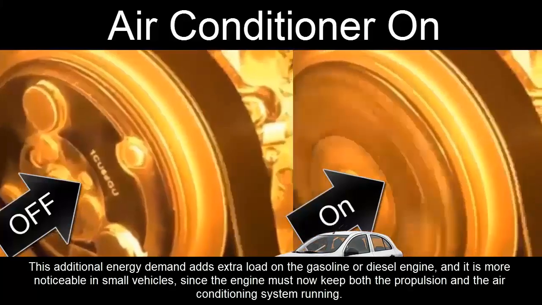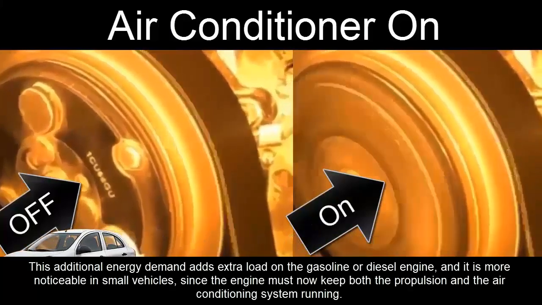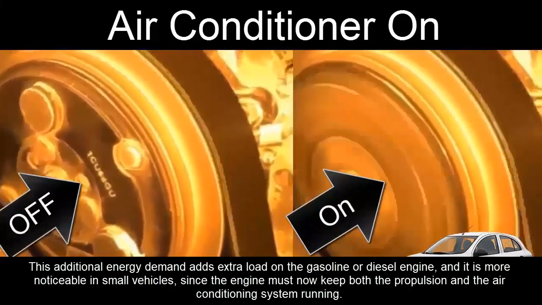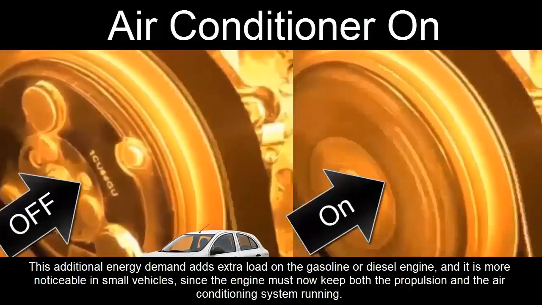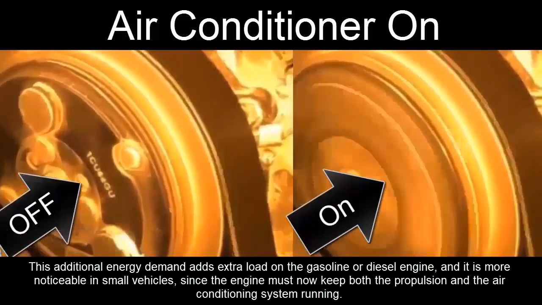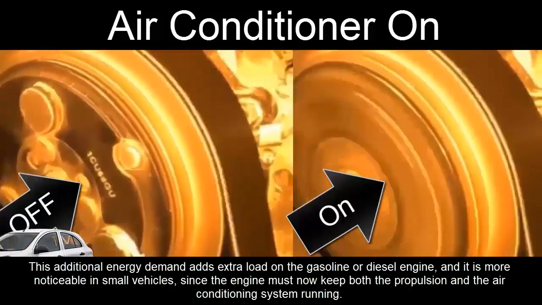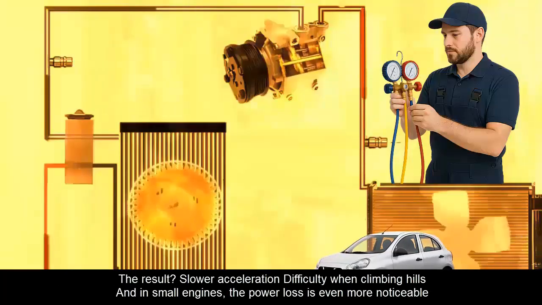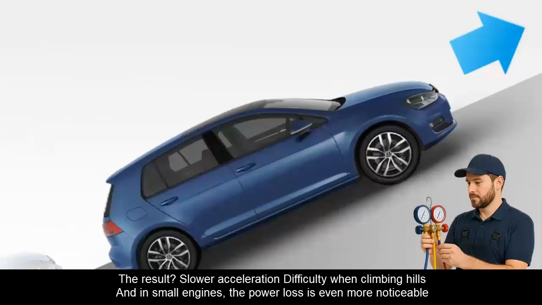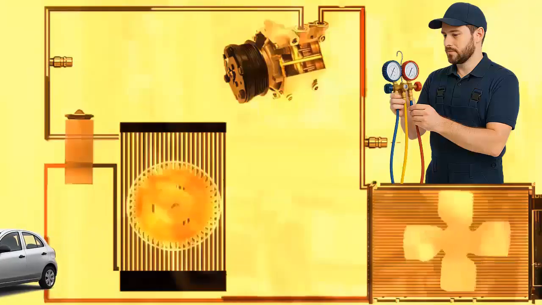It takes part of the engine's power to compress the refrigerant gas and circulate it through the climate control system. This additional energy demand adds extra load on the gasoline or diesel engine, and it is more noticeable in small vehicles, since the engine must now keep both the propulsion and the air conditioning system running. The result? Slower acceleration, difficulty when climbing hills, and in small engines, the power loss is even more noticeable.